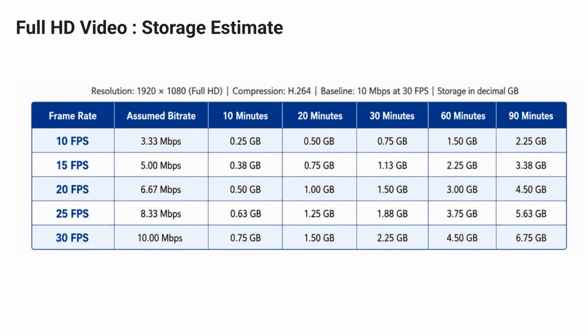This table shows the estimated storage required for a full HD video. The rows represent different frame rates from 10 to 30 FPS, while the columns show recording durations from 10 to 90 minutes. As the frame rate increases, the assumed bitrate also increases, which means the video requires more storage. For example, at 10 FPS, a 60-minute recording needs about 1.5 gigabytes. At 30 FPS, the same duration requires around 4.5 gigabytes. The key takeaway is that higher FPS gives smoother motion, but it also increases bandwidth, processing load, and storage requirements.